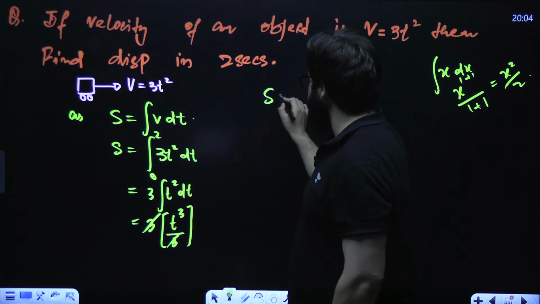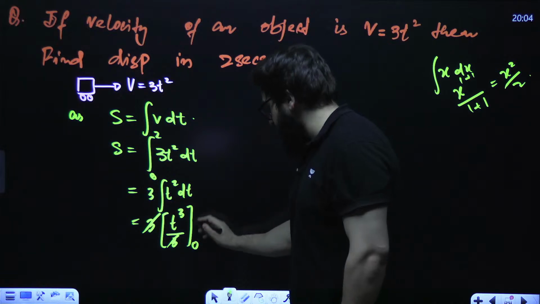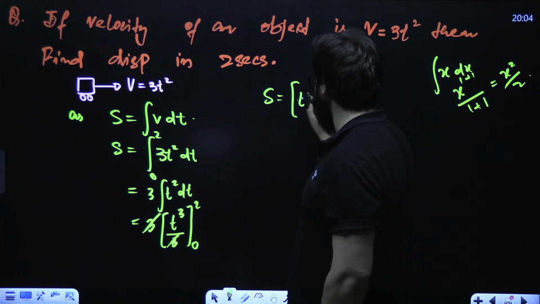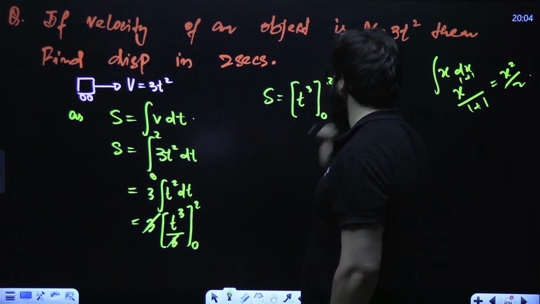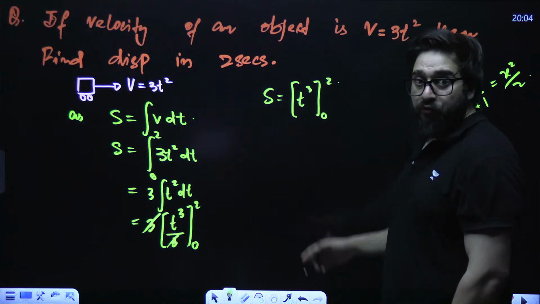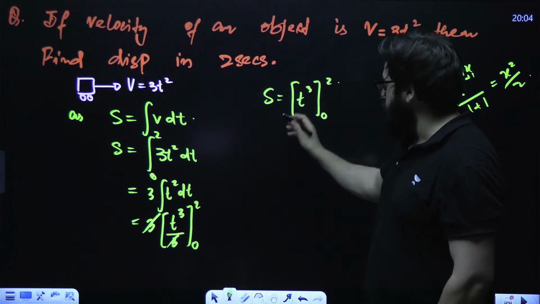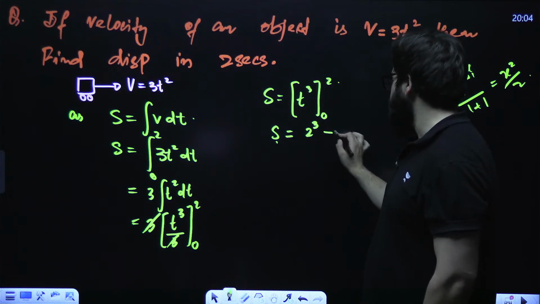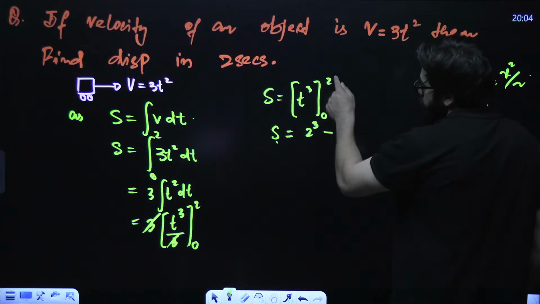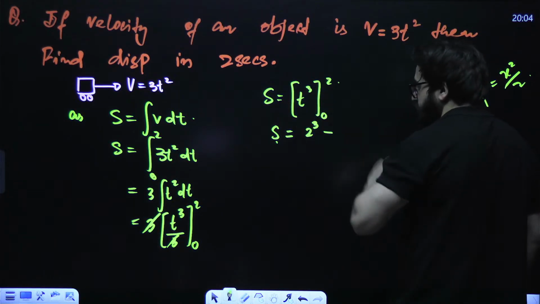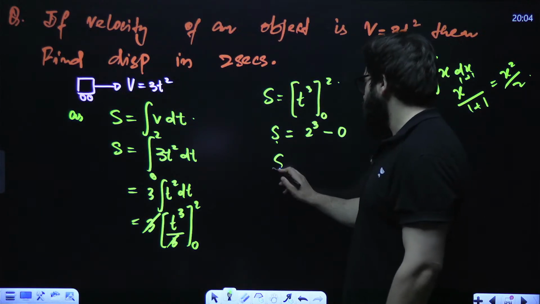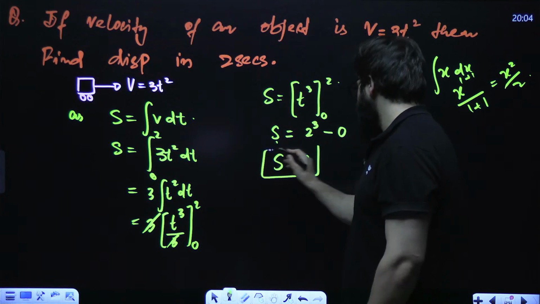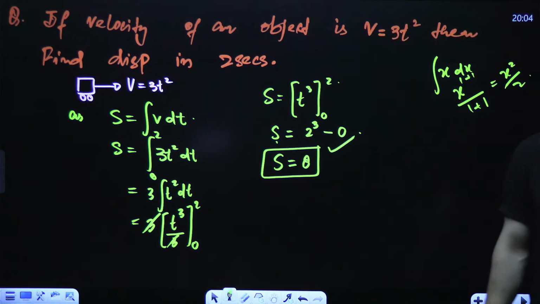So displacement will be t cube, and the limits are from 0 to 2. Now guys, we put the upper limit, then we put the lower limit. So s is equal to 2 cube minus the lower limit. First you have to put 2 in t, then you have to put 0 in t. So 2 cube minus 0. So s will be 2 into 2 into 2, that is 8. So displacement would be in this particular case 8.